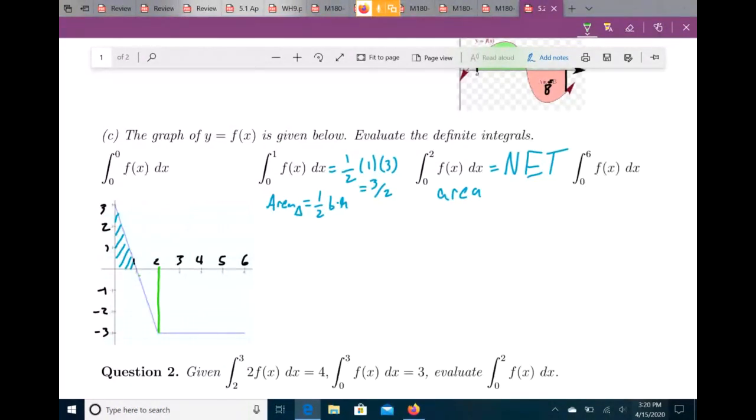Okay, so from 0 to 2, I'm also covering this area, except this area counts as negative. And you can probably tell from the picture that it's kind of equal and opposite, right?